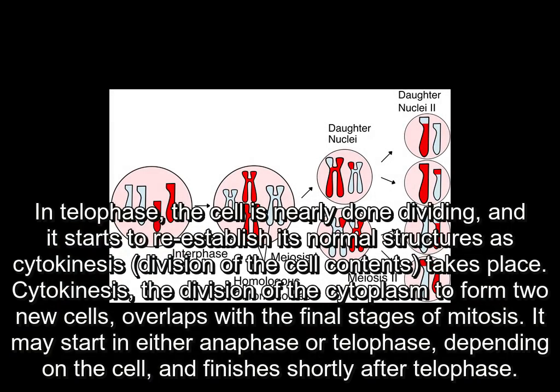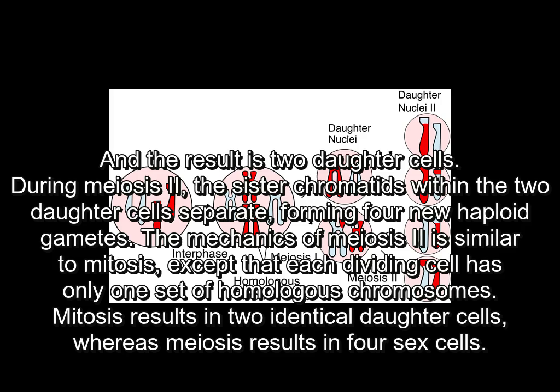Cytokinesis is the division of the cytoplasm to form two new cells. It overlaps with the final stage of mitosis, and it may start after anaphase or telophase, depending on the cell, and finishes shortly after telophase. The result is two daughter cells.